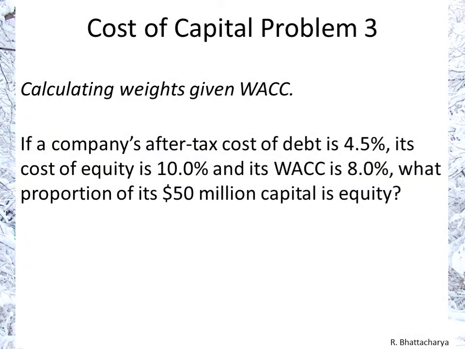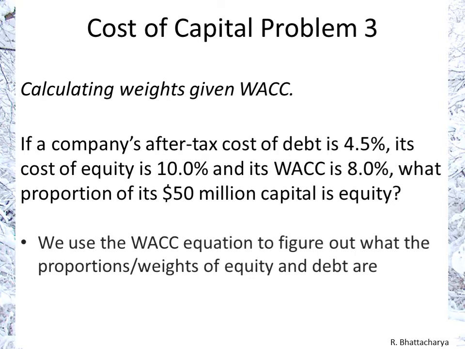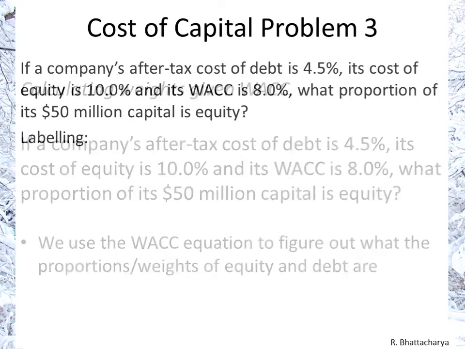Cost of capital, problem 3. Here we're going to calculate the weights given the weighted average cost of capital. So if a company's after-tax cost of debt is 4.5%, its cost of equity is 10%, and the WACC is 8%, what proportion of its $50 million capital is equity? So we're going to use the WACC equation to figure out the proportions or the weights of equity and debt.